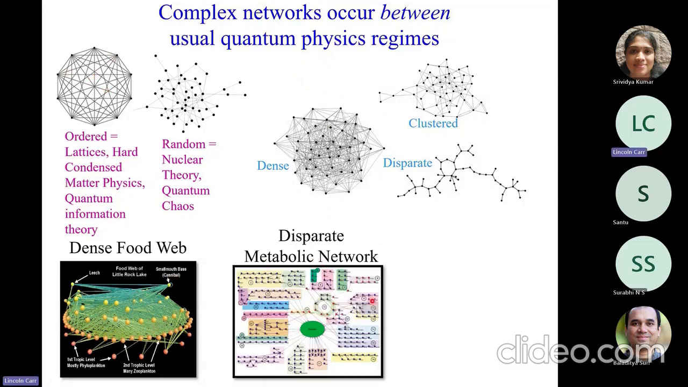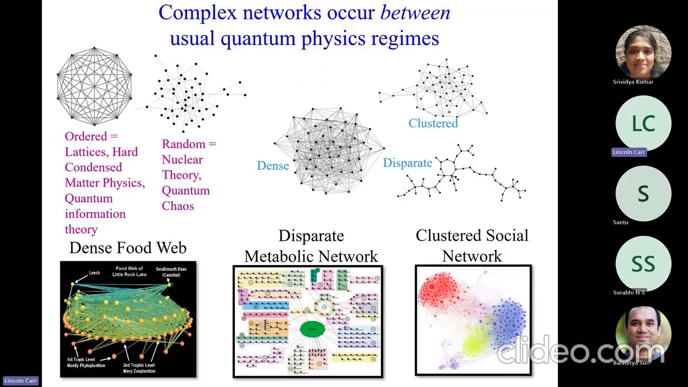Highlighted. Here's a disparate metabolic network drawn from the metabolism of the hamster, actually. And this has a strong backbone in the problem. And we're going to be looking for rearrangements in this backbone or disparity fluctuations. And then finally, here's an example of a social network that's clustered, that's another biological system, plus social relationships. And these communities have been identified through the clustering measure.